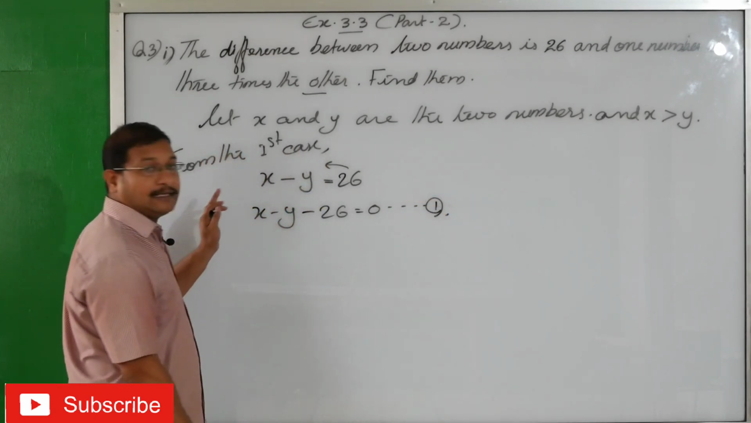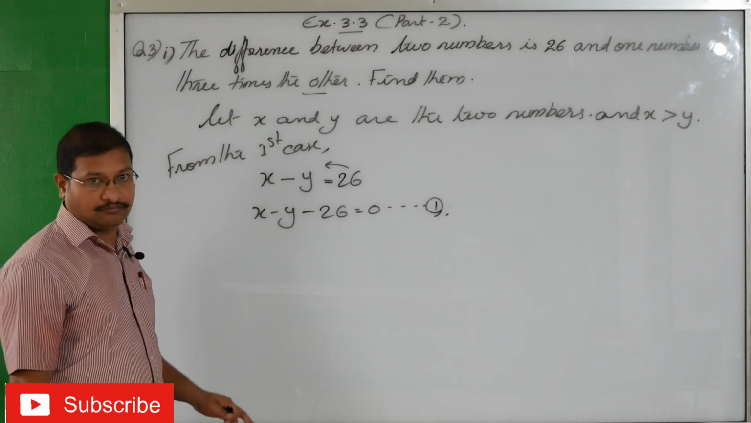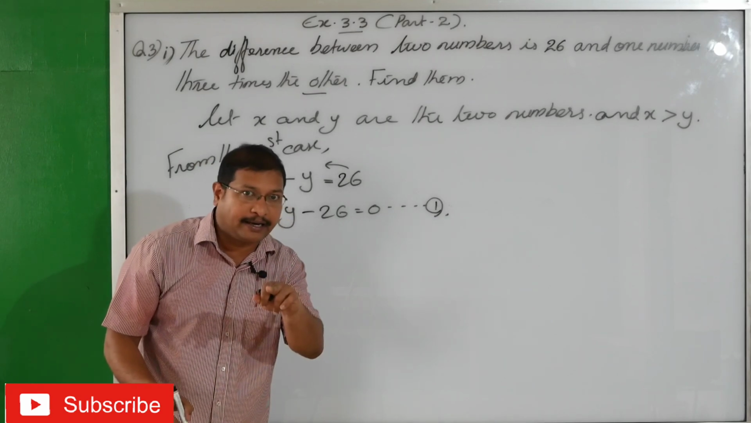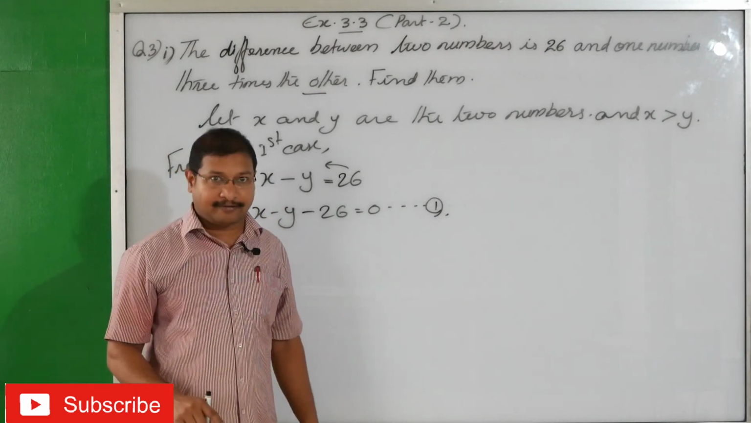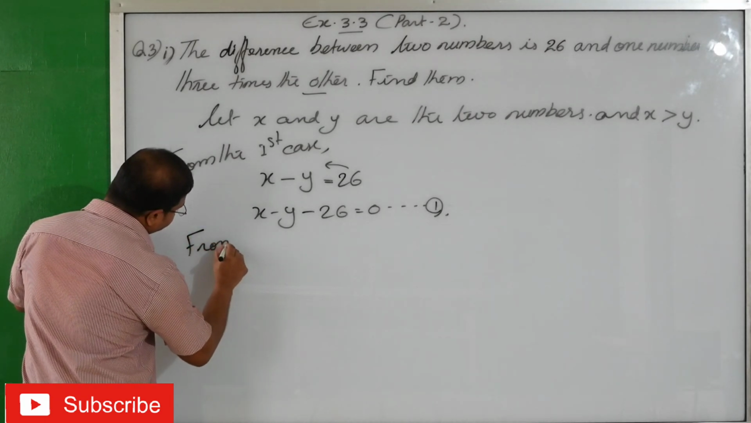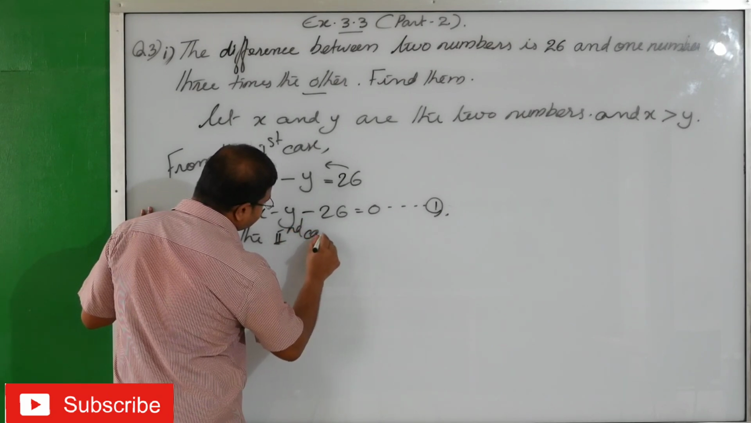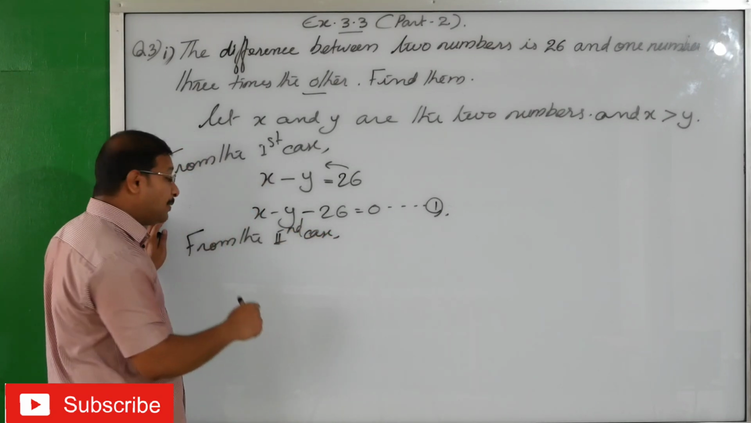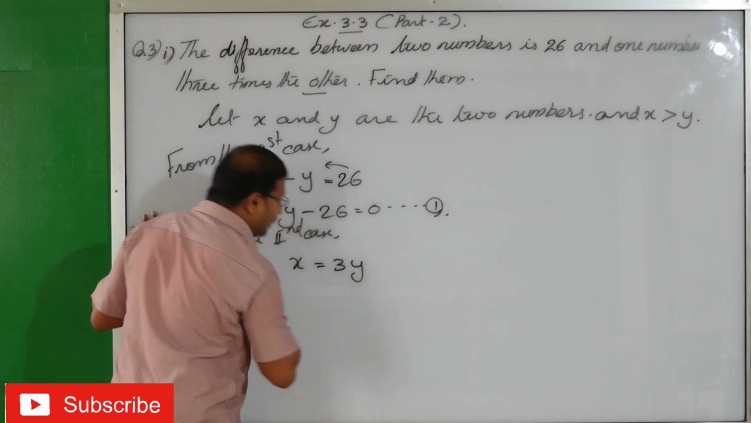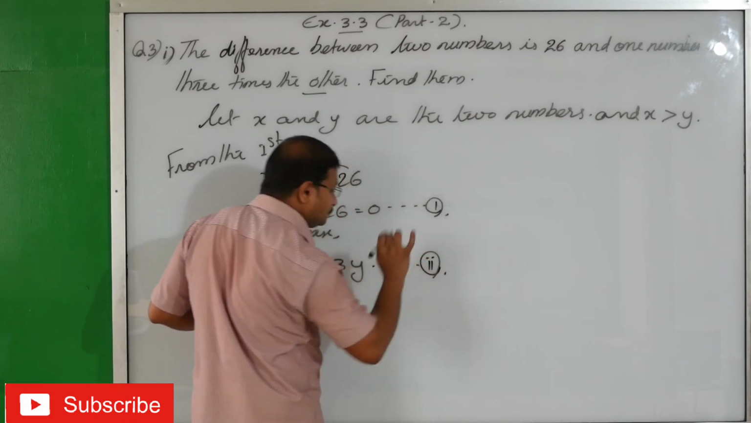After that, see the second case. And one number is 3 times the other. That means the one number is 3 times the other, means the bigger number is 3 times the smaller number. Ready? That means what you write? From the second case, the bigger number means x is 3 times the smaller number. This one we can keep as equation number 2.